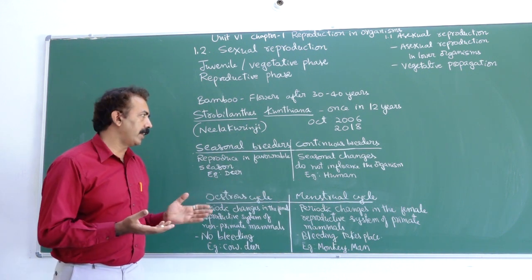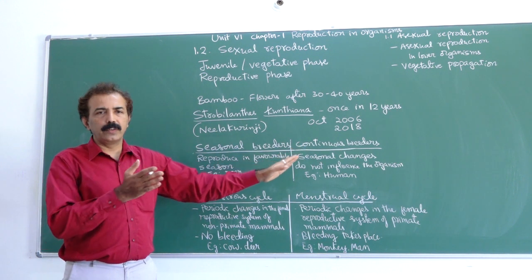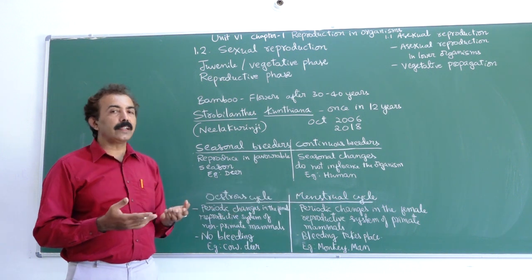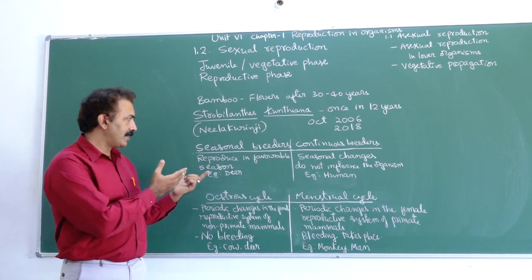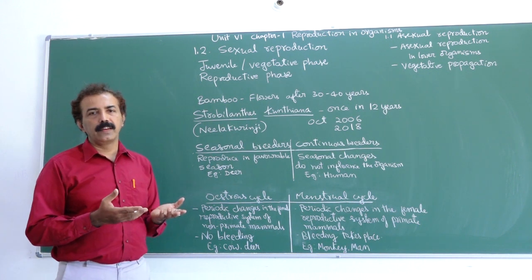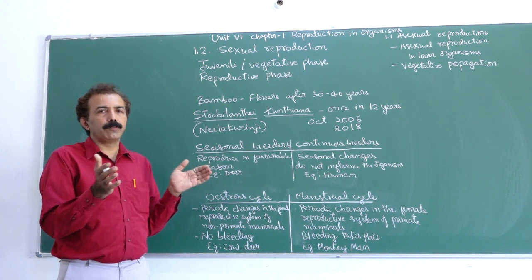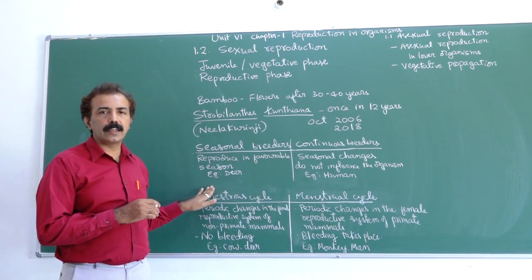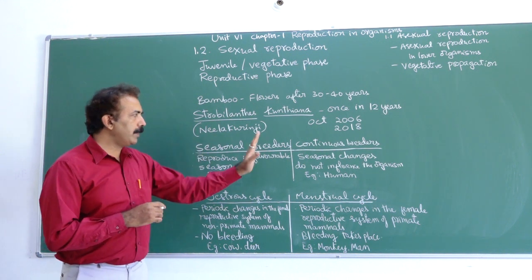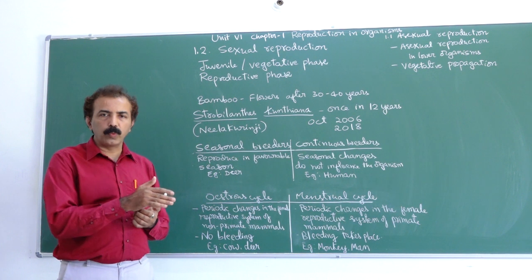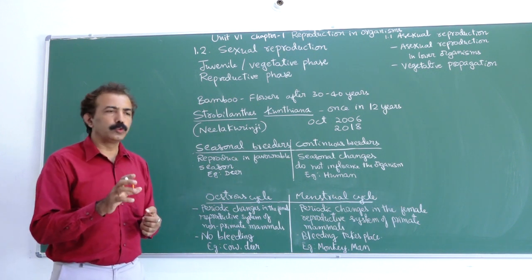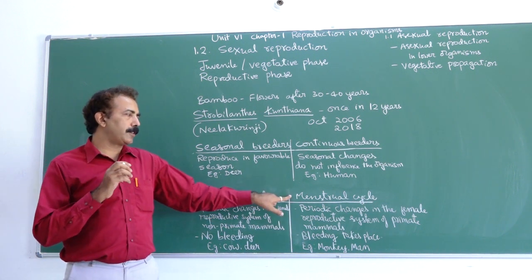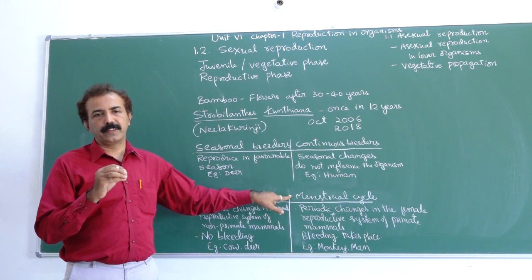And I need not tell you that continuous breeders have an edge over seasonal breeders because they can produce young ones throughout the year, so they have a better survival chance. Whereas seasonal breeders, if they miss a season, are not able to reproduce, so obviously the population shrinks. So these are superior compared to seasonal breeders. These animals can be classified in one more way, and we classify them into two groups, namely animals which perform estrous cycle, and animals which perform menstrual cycle.